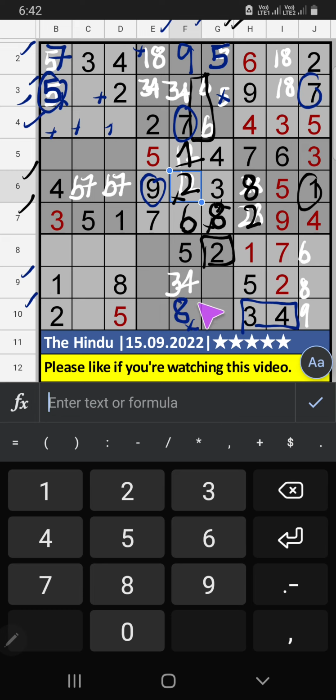9th row, 10th row, we have 8. So 8 can't come in these cells, then 8 is confirmed here. In column G, 2 numbers are remaining, 6 and 9, it will come in one of the two cells. We will confirm later.